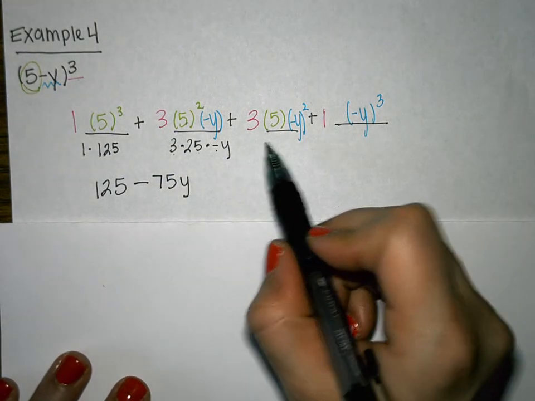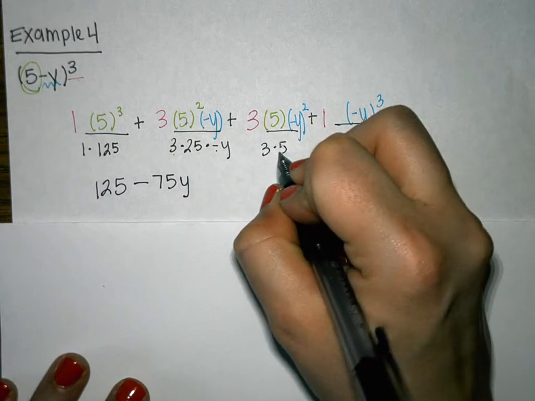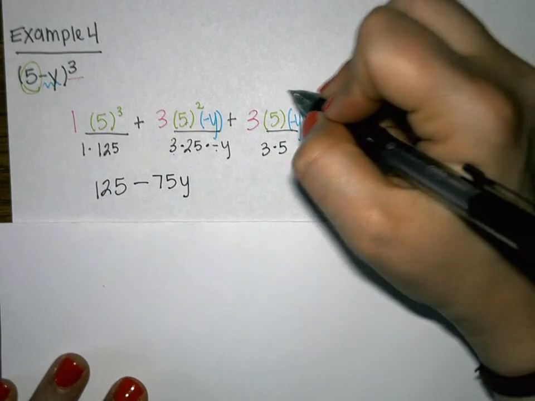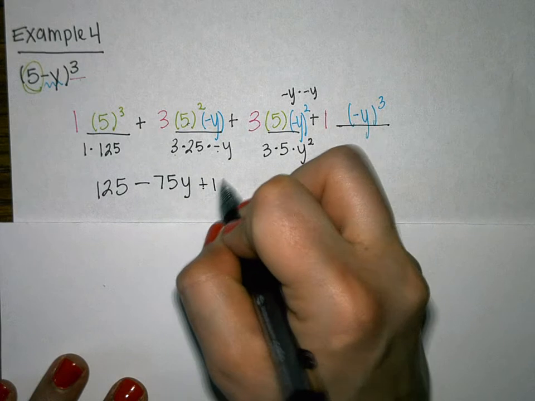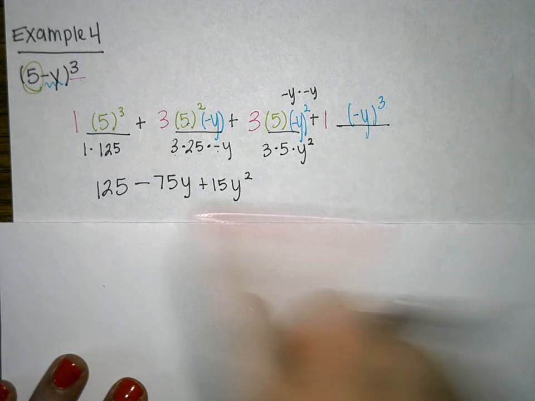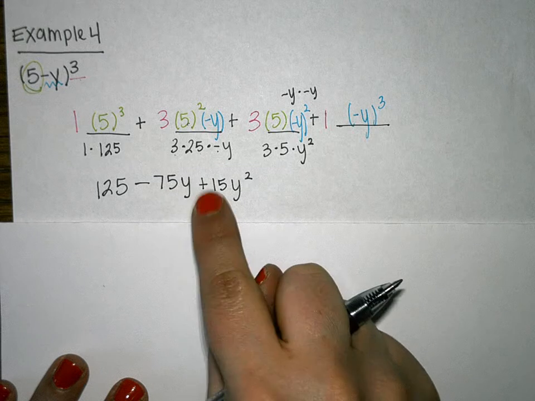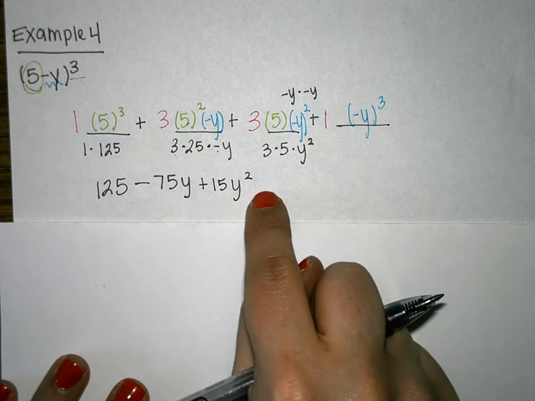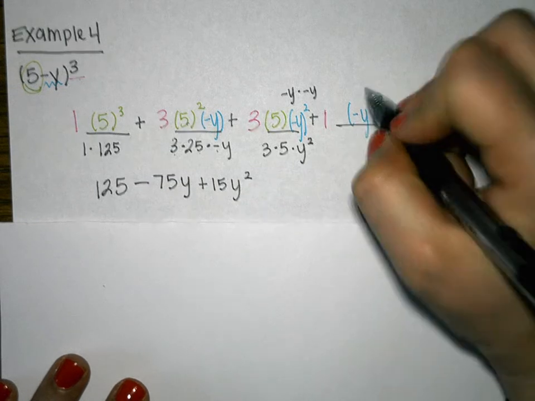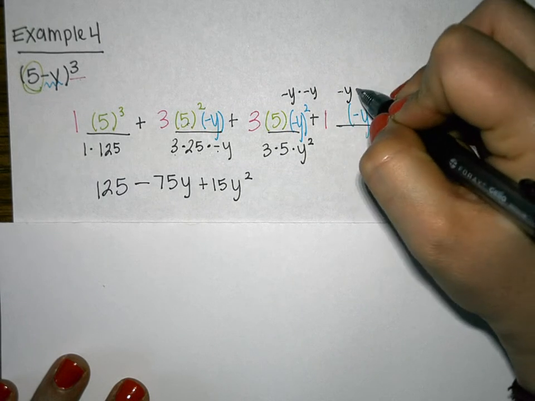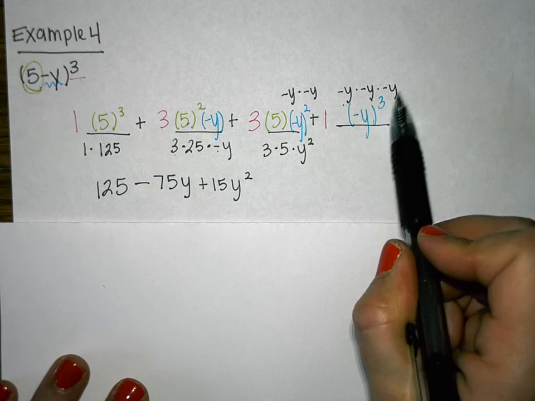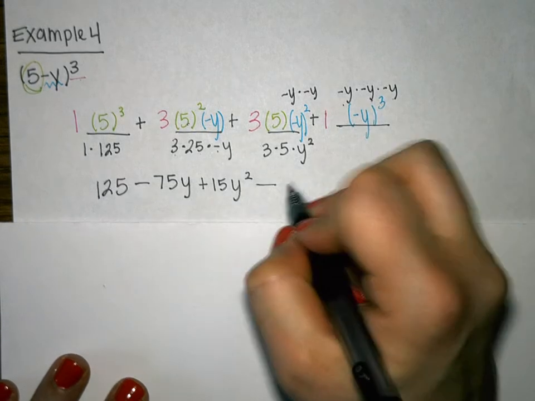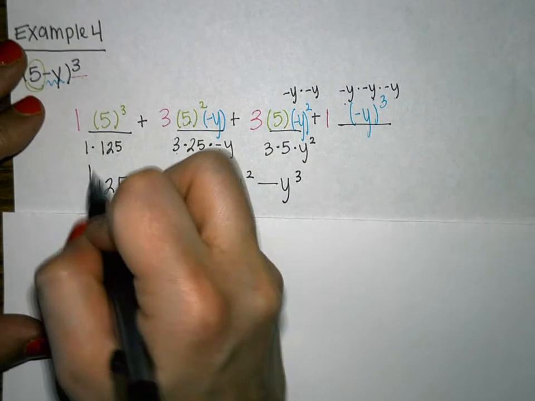My next term is 3 times 5, and then this is a negative y squared. So that's the same as saying negative y times negative y, which gives me a positive y squared. So this is going to be plus 15y squared. So I went from subtraction to addition. So my hunch is that the next one is going to be subtraction. And I have negative y to the third. So that's negative y times negative y times negative y. A negative times a negative is a positive, times a negative again is a negative y to the third. So that's your expanded binomial.